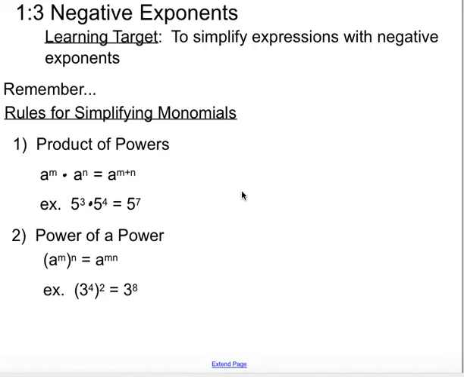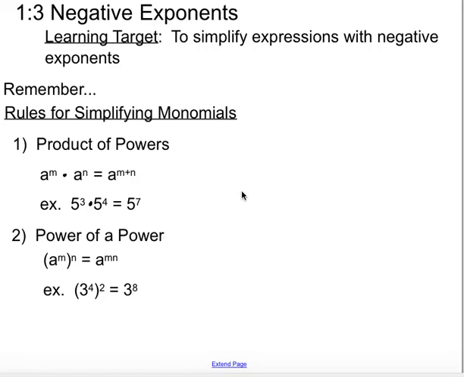If you've got a to the m times a to the n, and notice you've got the same base there of a, and you're multiplying those, you add the powers together, so you get a to the m plus n. So our example there is 5 to the third times 5 to the fourth. You write down the same base, which is 5, and you add the powers. 3 plus 4 there gives you 7. So in your calculator, you can do 5 to the 7th.